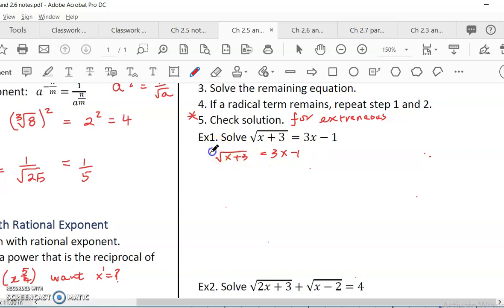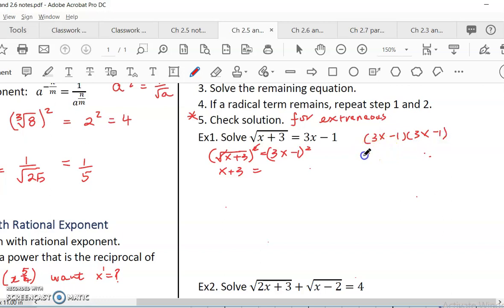I want to get rid of this radical, so I square this side. But at the same time, I have to square this side, otherwise it's not balanced. So the square and square root will cancel. I have x plus 3 free. Okay, but this is a FOIL, so I have to multiply: 3x minus 1, 3x minus 1.